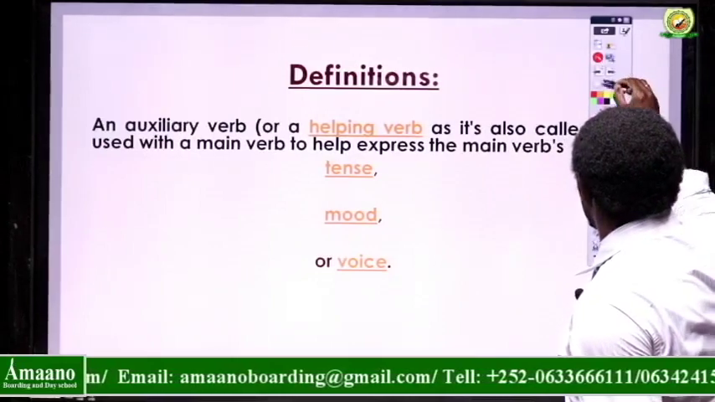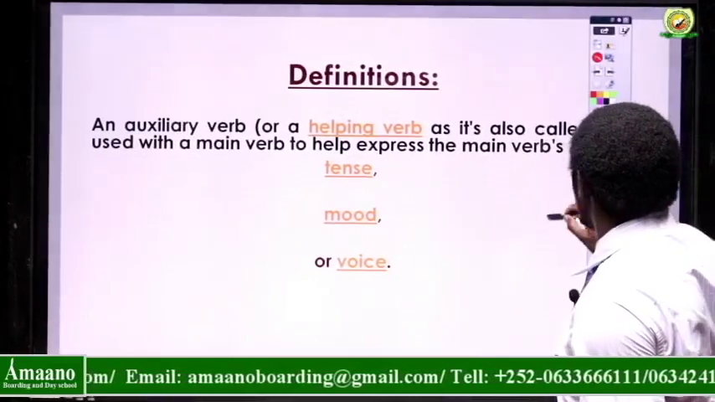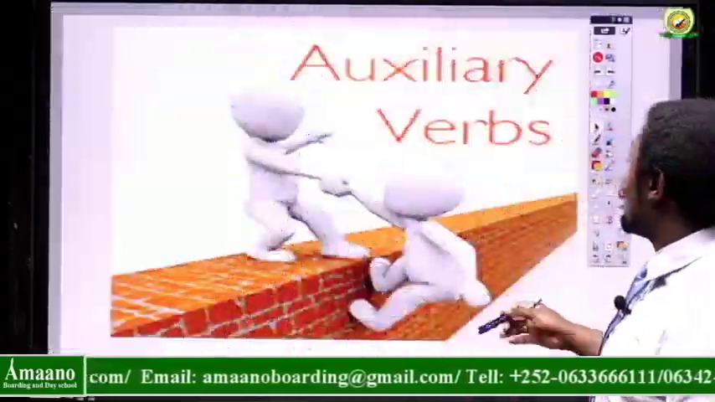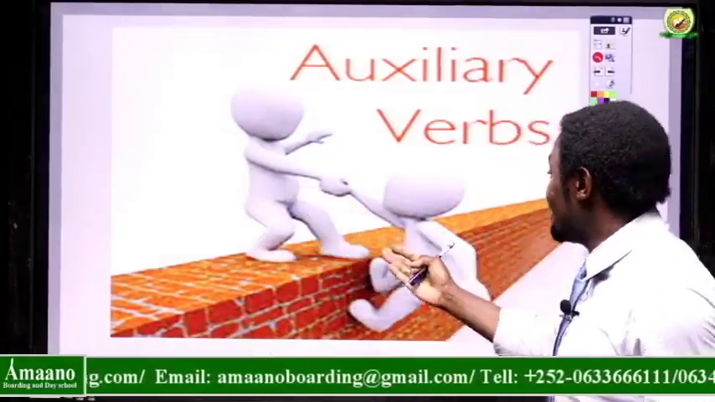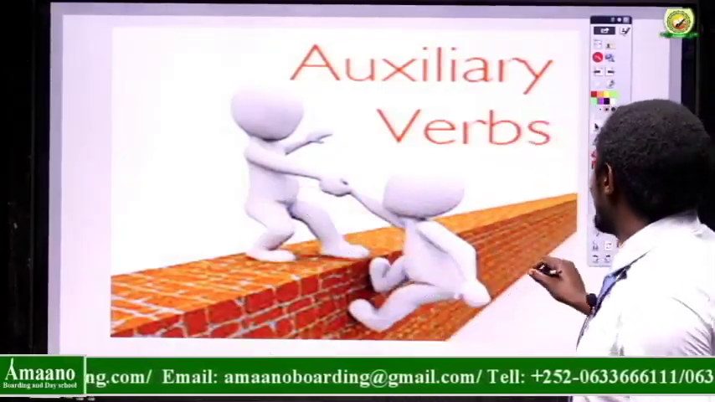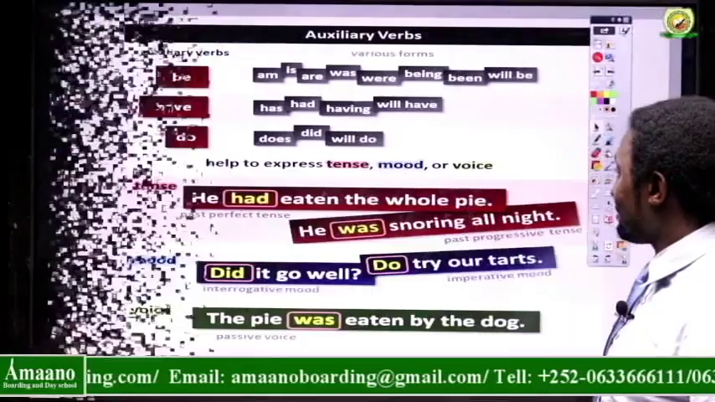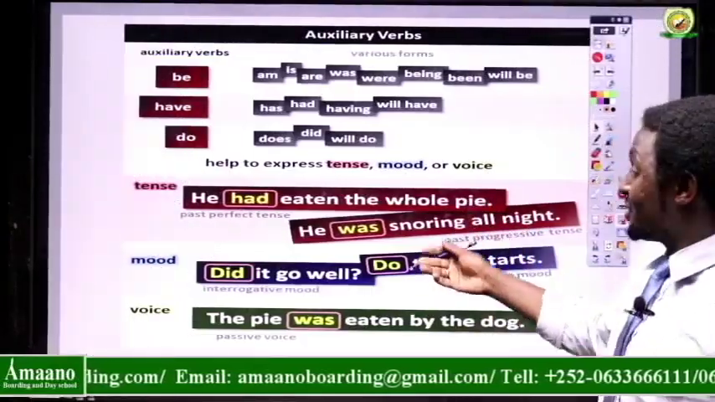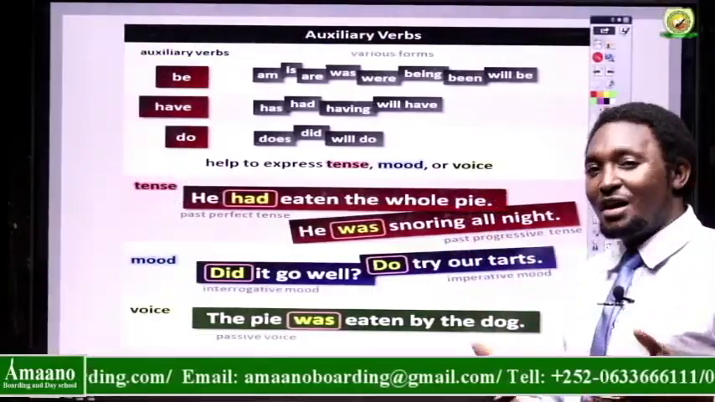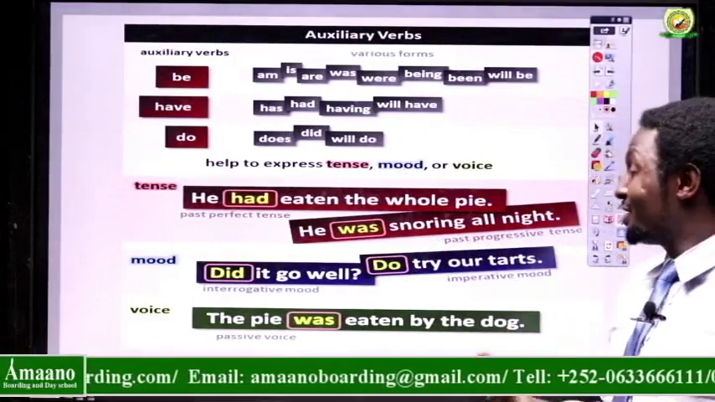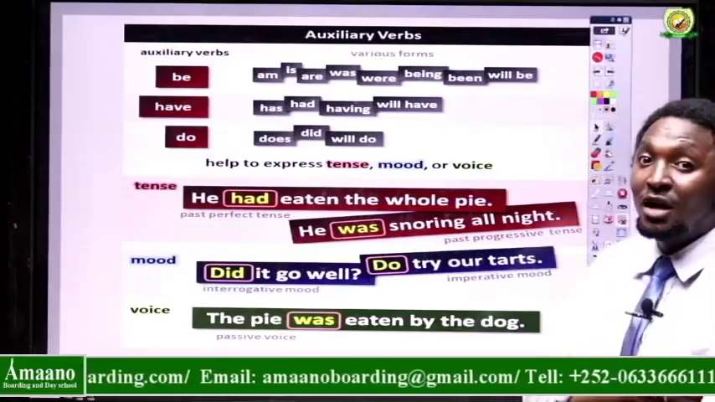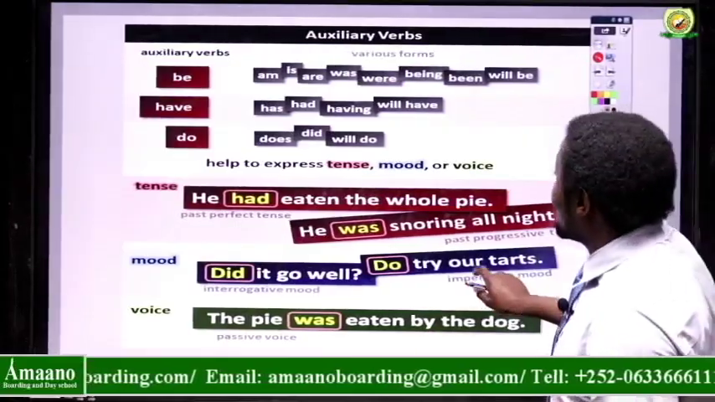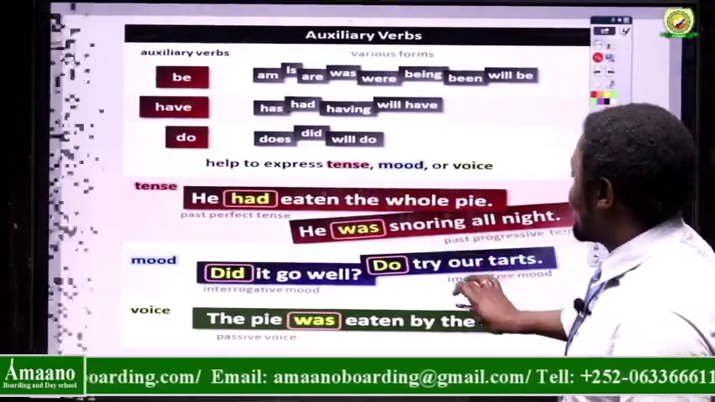But before that, we need to learn the different types of helping verbs or auxiliary verbs. An auxiliary verb, you can see, is used to help the main verb. This guy is helping the other one to climb the wall. Some of these pictures, you'll have time to check as you watch the video or in the notes that will be posted on your account.